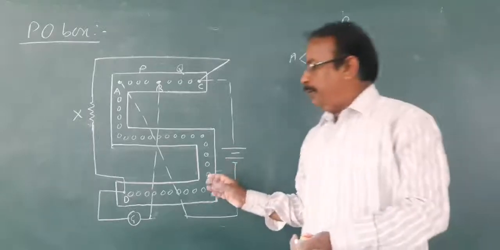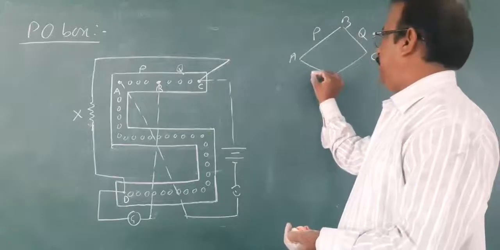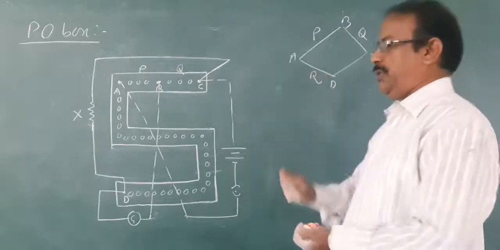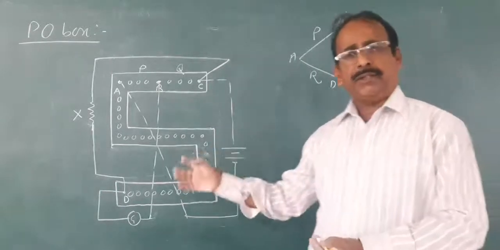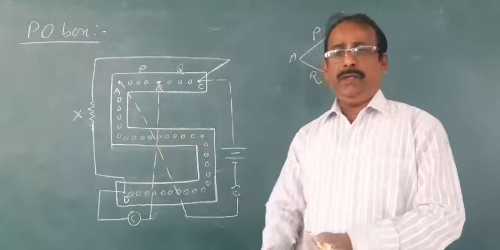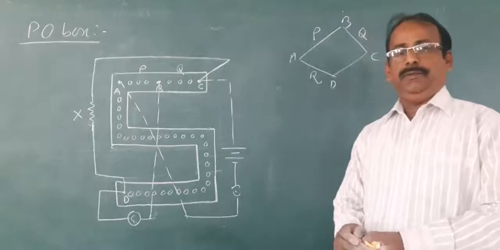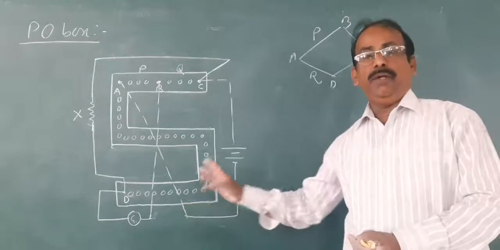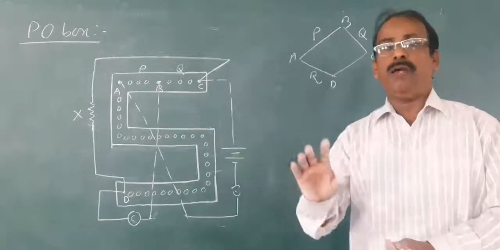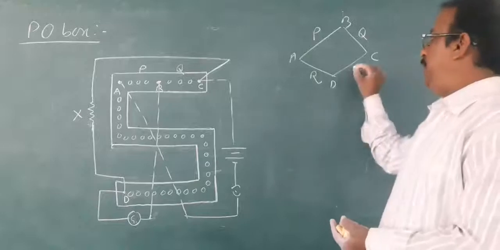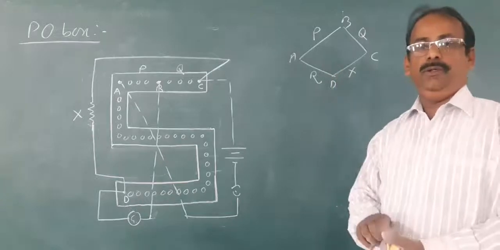And now, select such a resistance from this third arm, AD, so that we get zero deflection in galvanometer. When we get zero deflection in galvanometer, we say that this post office box is balanced. In this figure, unknown resistance is here in DC arm.